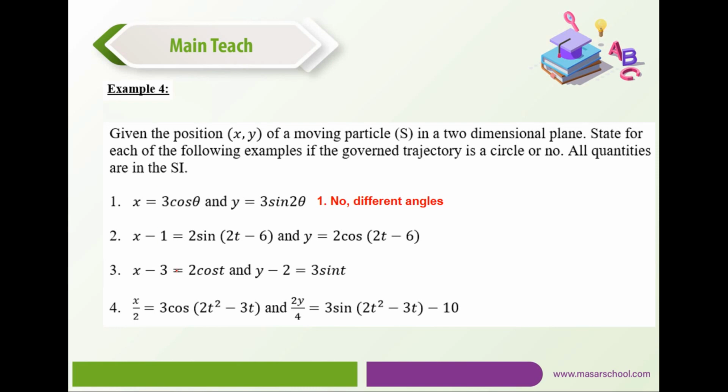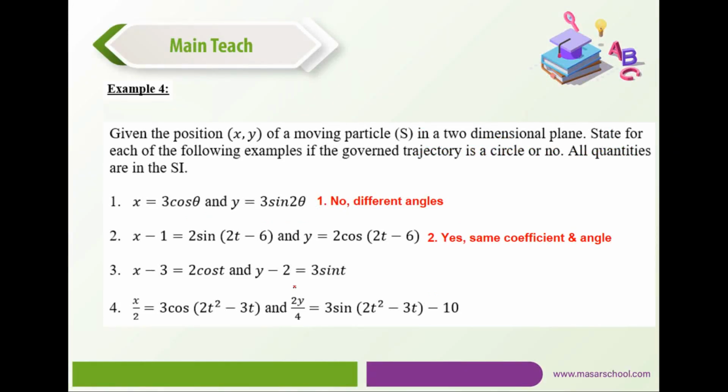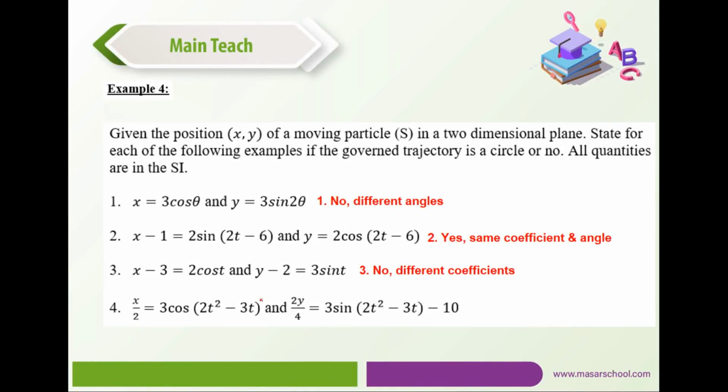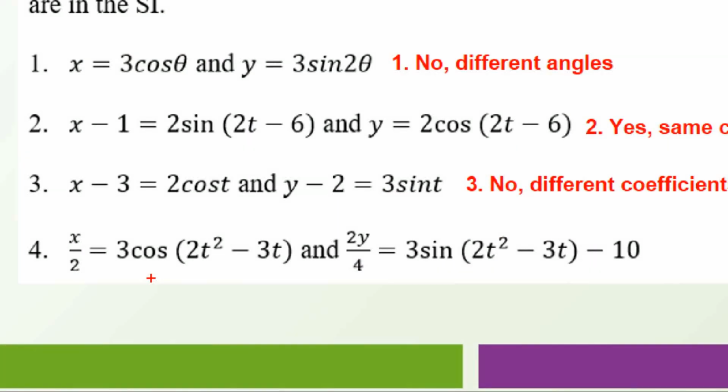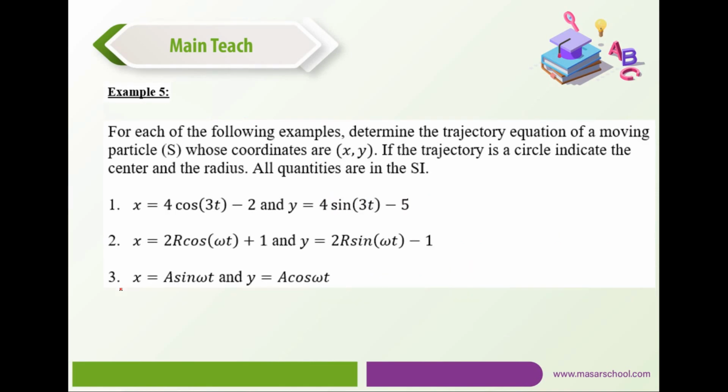What about example number 2? The coefficient is the same and the angle is the same, which means that this is indeed a circular motion. Same coefficient and same angle. What about example 3? The coefficient is different, so directly it's going to be non-circular motion. Here in this last case, the coefficient is the same and the angle is the same, and we don't care about anything else. Yes, indeed, it's a circular motion, same coefficient and same angle.